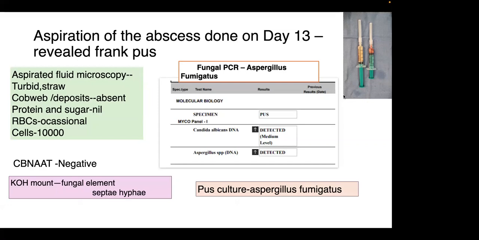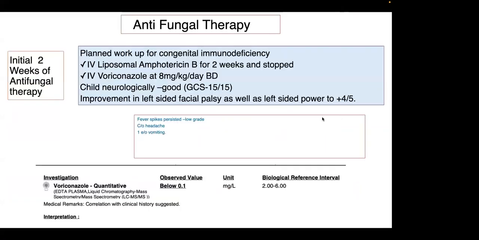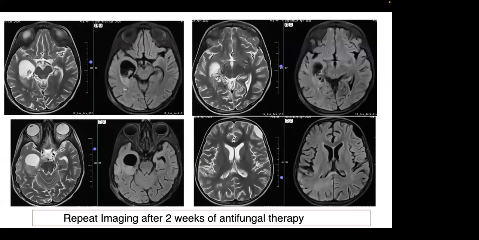We started initially with voriconazole and liposomal amphotericin B for 2 weeks. After 2 weeks, the child improved, and neurologically his facial palsy and hemiparesis started improving. But the child had fever spikes, 1 episode of vomiting, and headache. Then we considered repeating the imaging, and we also sent voriconazole levels, which were suboptimal, 0.5. After that, this was the repeat imaging.